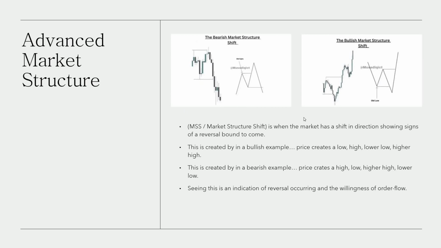Market structure shifts, or an MSS. A market structure shift is when the market has a shift in direction, showing signs of a reversal bound to come. In a bullish example, so look at the right example, price creates a low, high, lower low, higher high. So again, low, high, lower low, higher high.